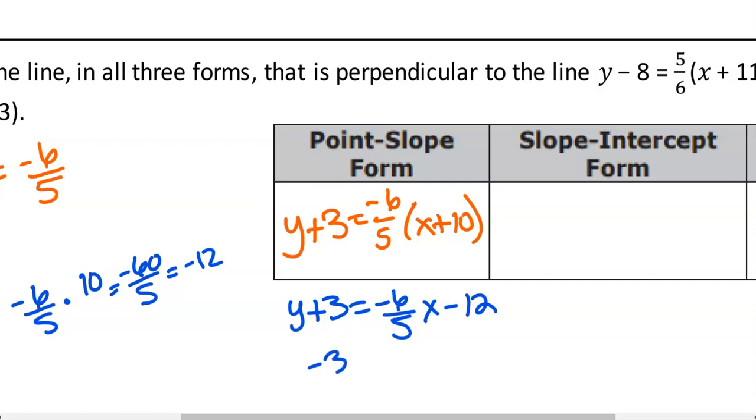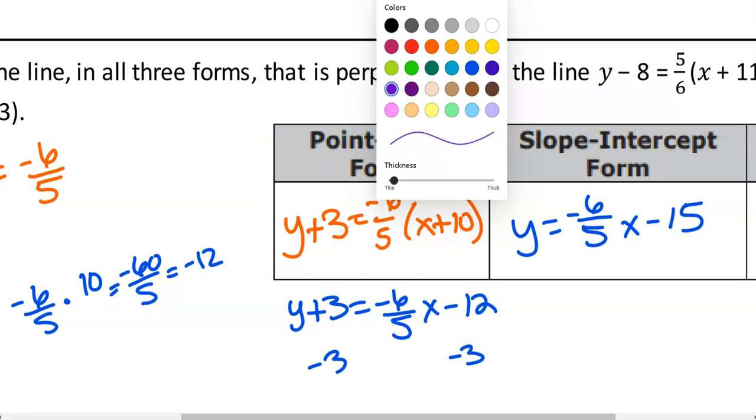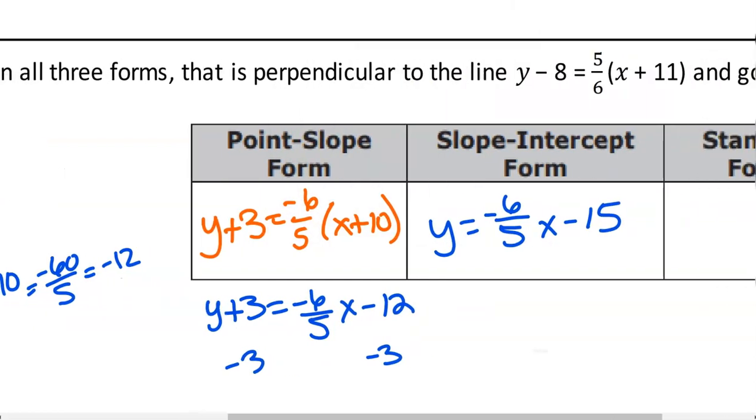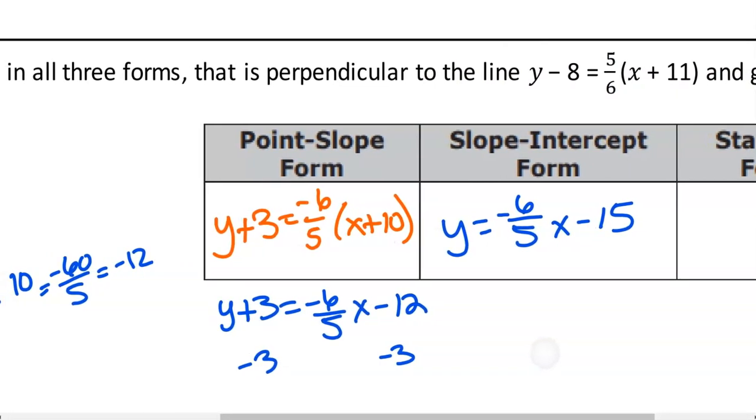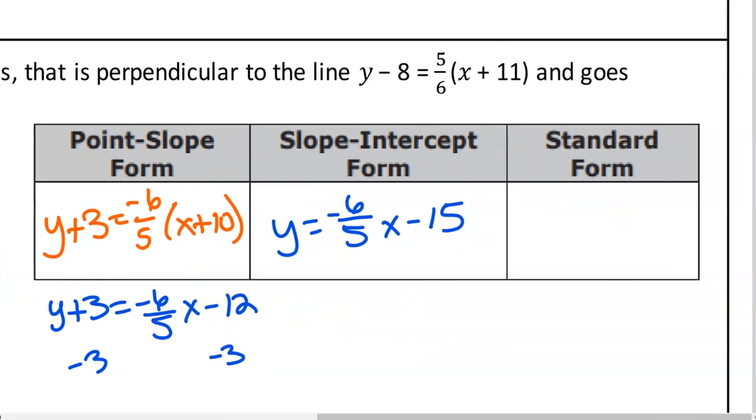And then subtract my 3. So we get y equals -6/5 x minus 15. Yep. All right, how do we get this guy into standard form? Good, we're going to move the x. We're going to add 6/5 x to the other side. 6 over 5x plus y equals -15.